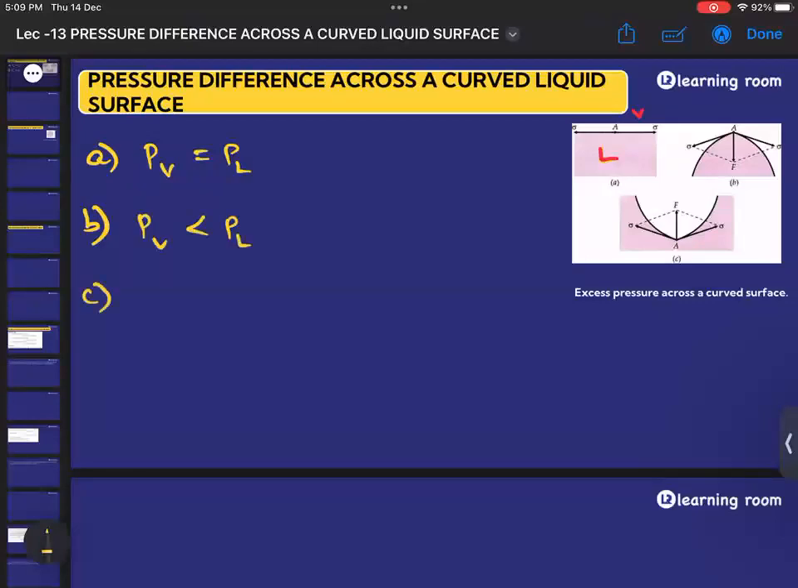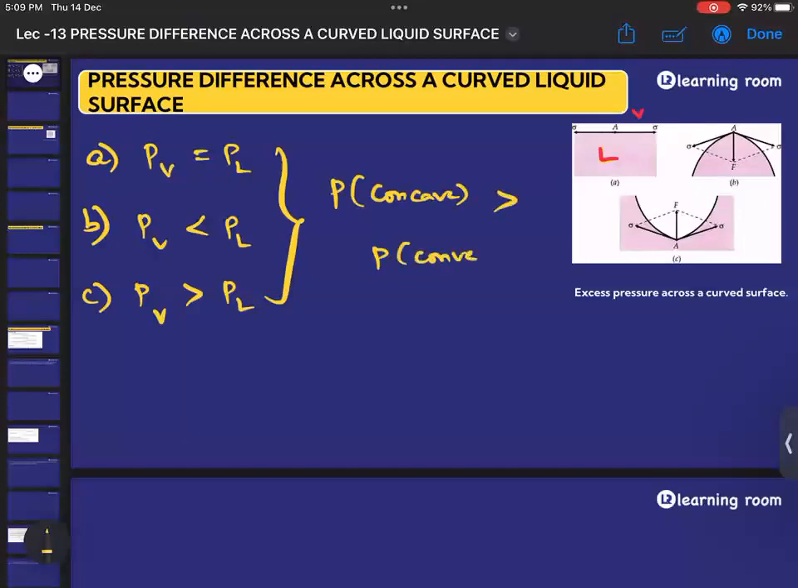What about case C? Pressure of vapor is more than pressure of liquid. So from this, can I conclude the fact that pressure on the concave side is greater than the pressure on the convex side? Can I make this simple conclusion? I told you, that U shape is coming. Pressure on the concave side is always greater than the pressure on the convex side. Am I clear with that point? Right.